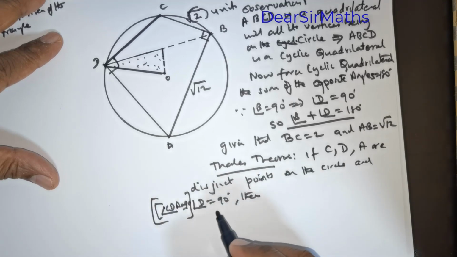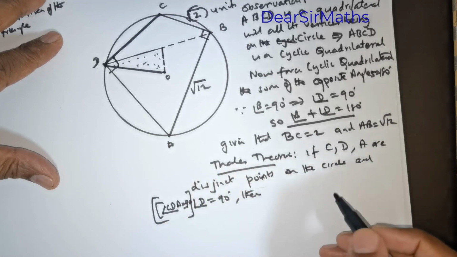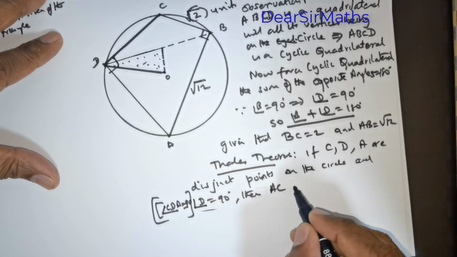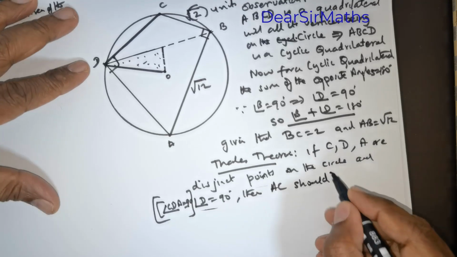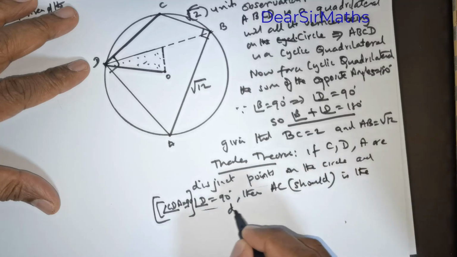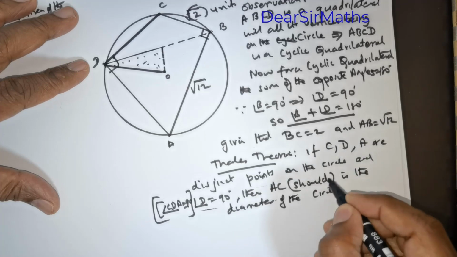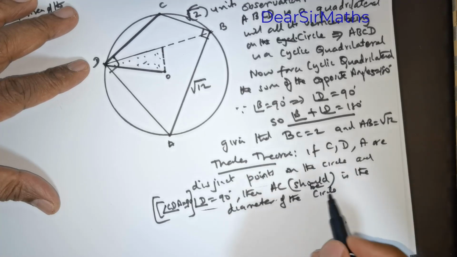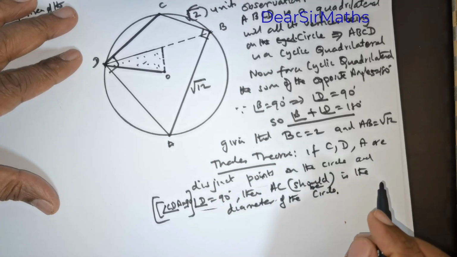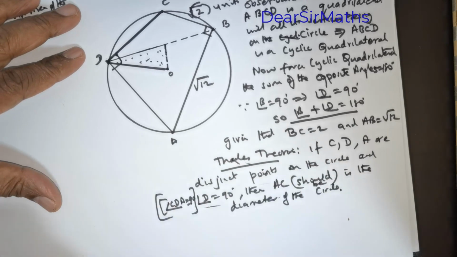So since angle at D is 90 degrees, so let me state it. If C, D, A are distinct points on the circle and angle D is equal to 90 degree, then AC should be the diameter of the circle, or you can simply state it as AC is the diameter of the circle, right? So this is by Thales theorem, however you want to pronounce.